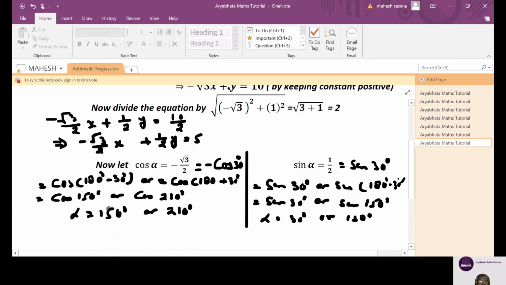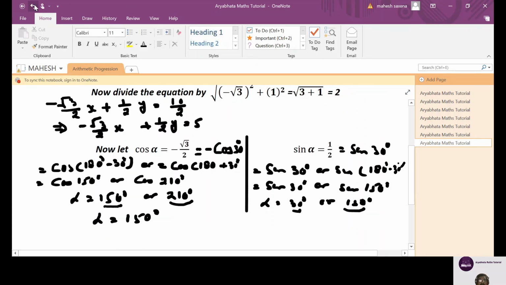Therefore, by comparing these two, it is clear that in the first case alpha can be 150 degree or 210 degree, and in this case it is 30 degree or 150 degree. 150 is common in both the cases. Therefore, alpha is equal to 150 degree. Therefore, this equation can be represented as x cos 150 degree plus y sin 150 degree is equal to 5.